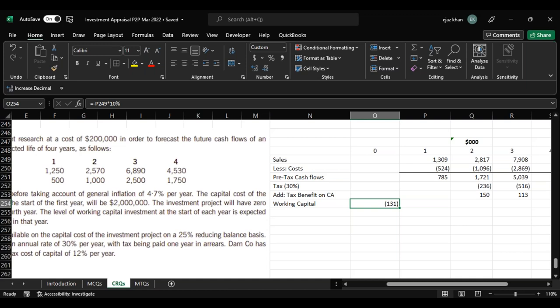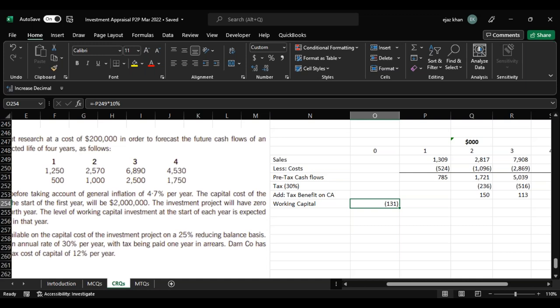Now remember, working capital is a capital, and the balance will be carried forward in the next year as well. It's not an expense, it is the capital amount. So we have injected $131,000 at point zero.